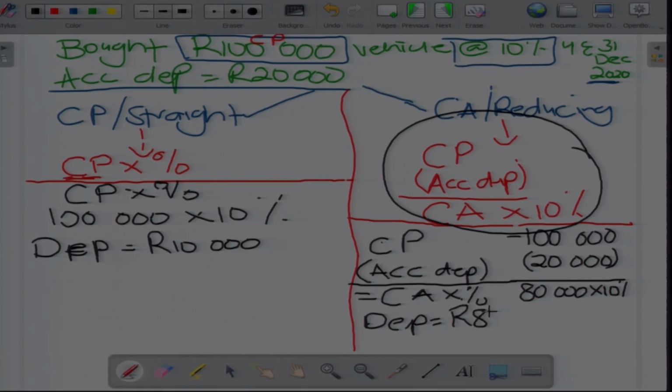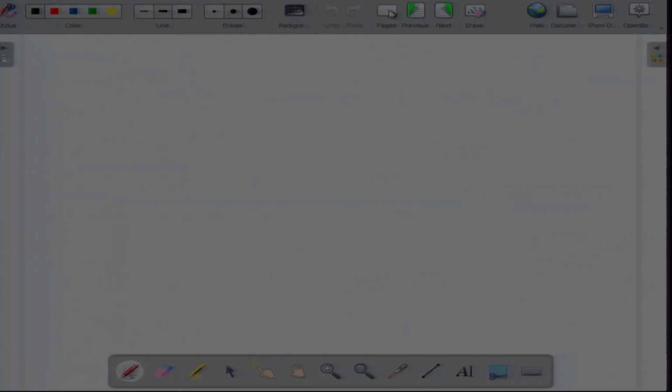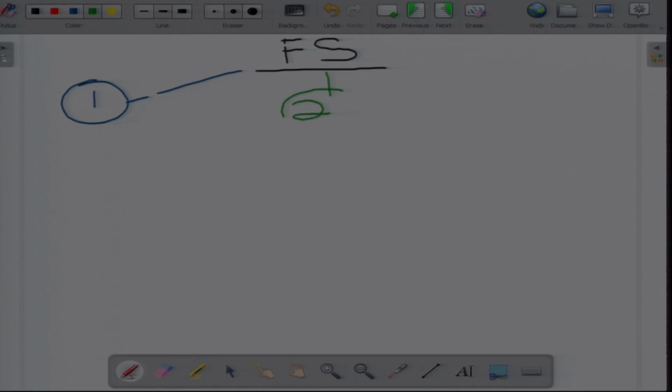Now, what's the difference between the two? The one just calculates it the same every single year. The other one looks at what's the value today and calculates it on the value. Okay. Now, what else is it that we're going to need to know is our financial statements, right? Financial statements, these three. Now, remember I said I'm going to incorporate the two into one.